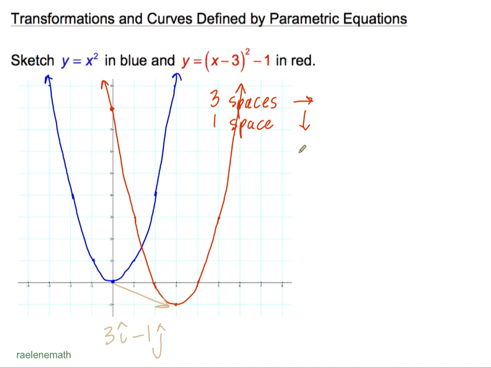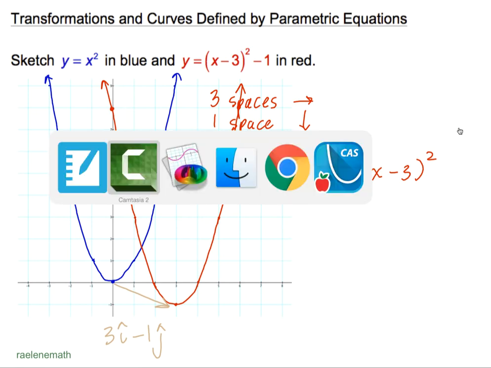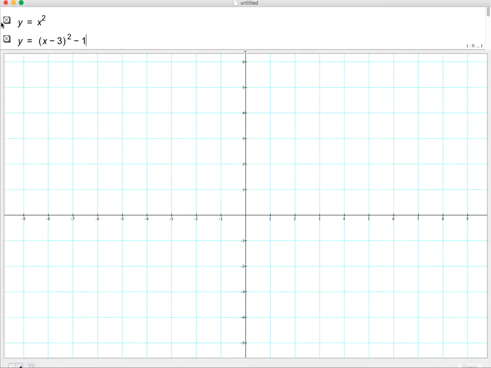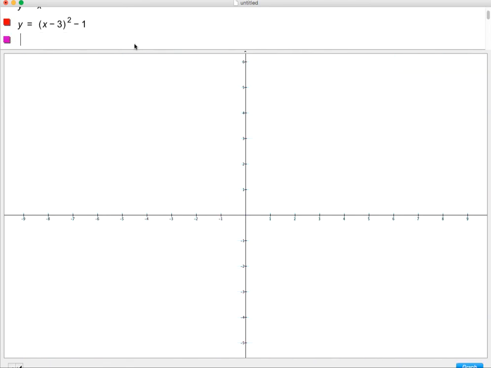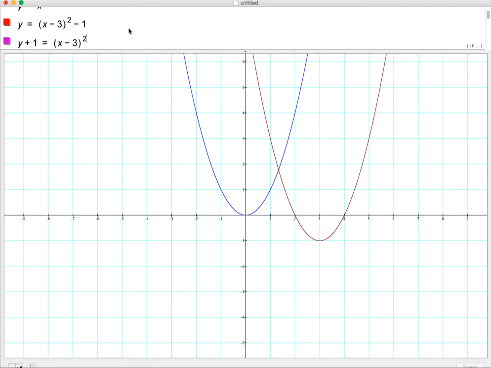What if we were to rewrite it as y plus 1 equals (x minus 3) in brackets squared? It's the same equation. Let's just take a look at what happens if we type the equation in this way. First of all, there's our blue graph, and there's our red graph. But what if we were to write the red graph as y plus 1 equals (x minus 3) all squared? It's the same equation, and it's the same graph. If I turn off the red one, the purple one is there underneath it.